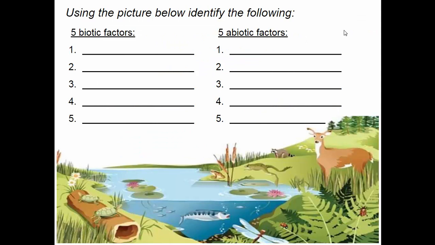So if we look at this picture of a beautiful, diverse pond ecosystem, go ahead, list some biotic and abiotic factors.